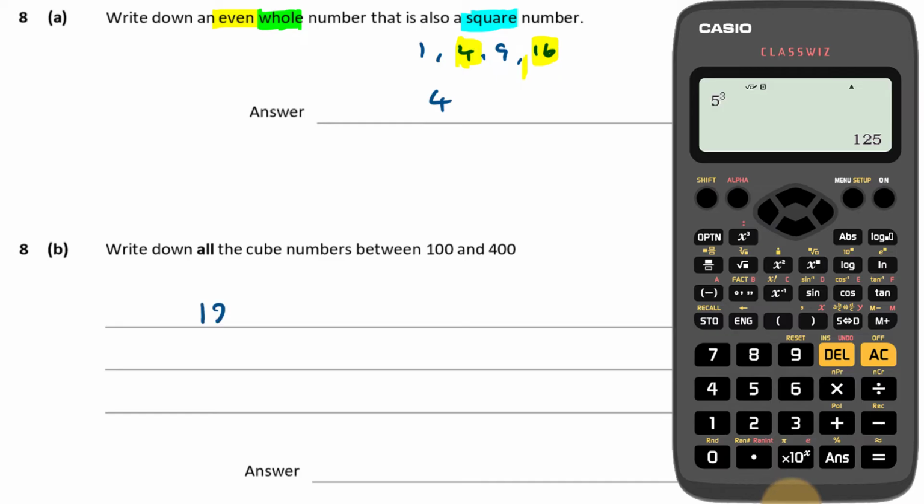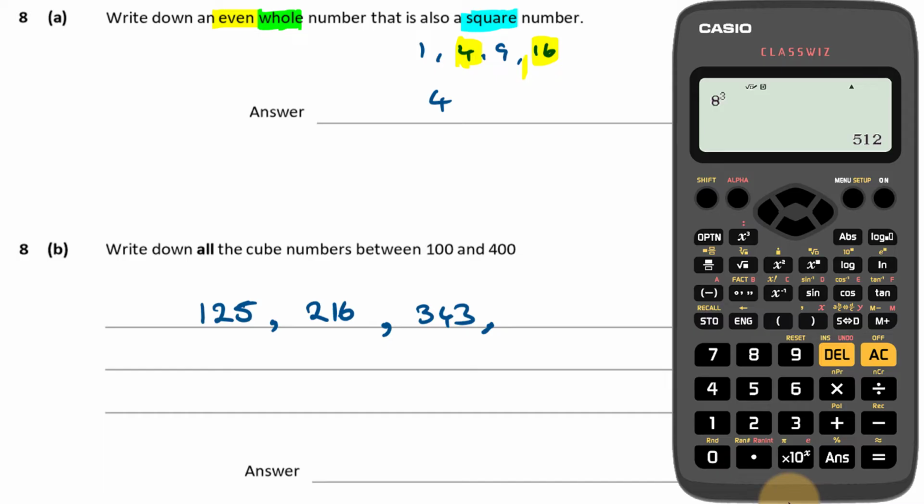You can do this on your calculator. No point in stressing. It's paper 2, it's the calculator paper. So the first one is 125. What's 6 cubed? 6 times 6 times 6 is 216. You have got a handy cube button on your calculator. So 7 cubed, 343.